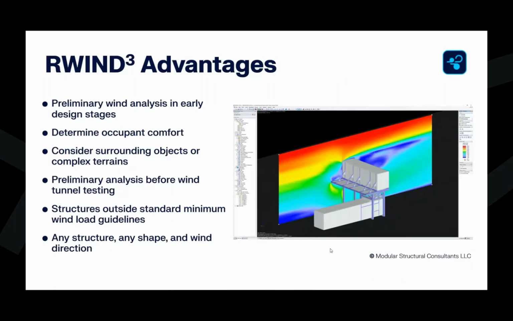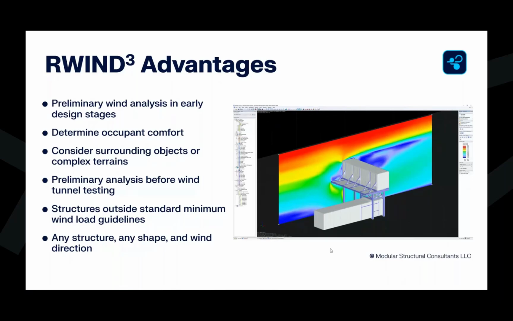You can imagine that this can be a really powerful tool for a wind analysis very early on in the design stages. So if we're toying around with different geometries, or we get this information from the architect and we're interested to know what the wind loads are very early on, it's very quick and efficient to just put it into this numerical wind tunnel. We also can use this program to determine occupant comfort, or again, as I mentioned on the previous slide, to consider surrounding objects or complex terrains.